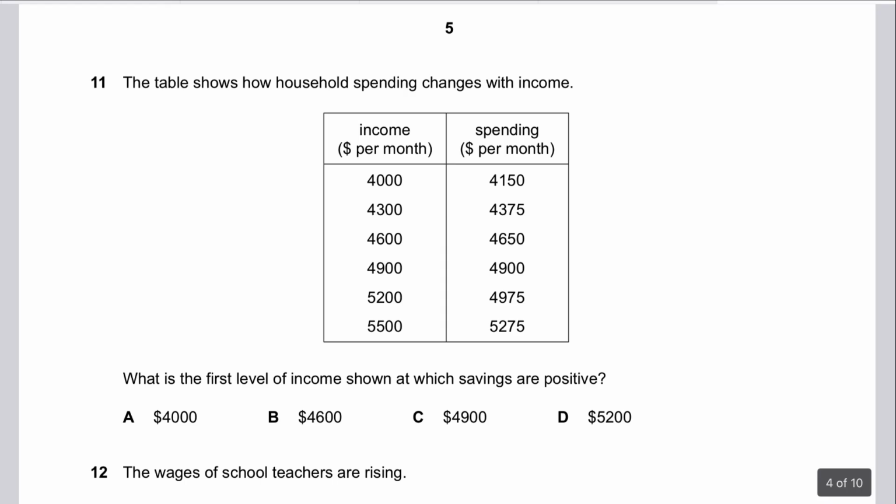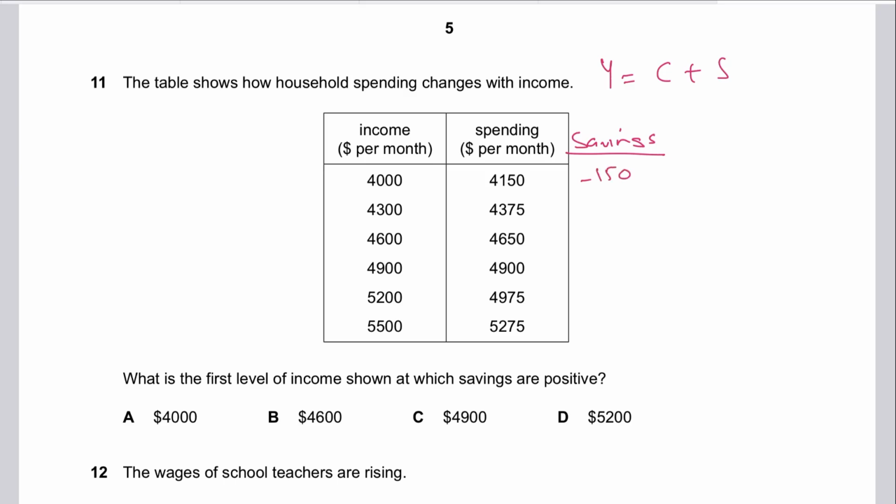Question number 11 says, the table shows household spending. See, income equals C plus S. That is, either you will consume it or you will save it. So what is the first level of income shown at which saving is positive? So at an income of 4,000, you're spending 4,150, which means that you're using your past savings. Because your income is 4,000, how can you spend 4,150? Because you must have had past savings, right? So you're utilizing your past savings, which is actually negative 150.